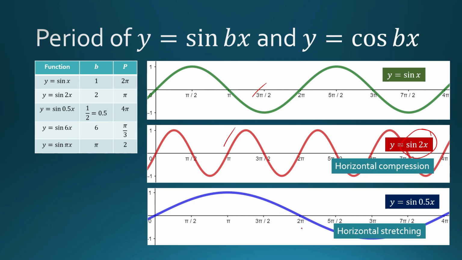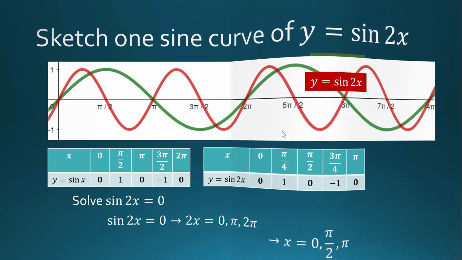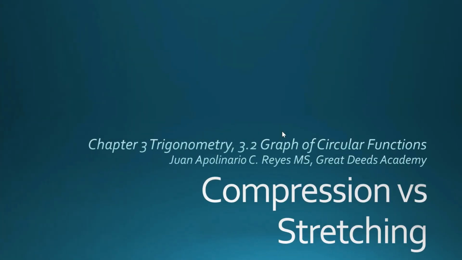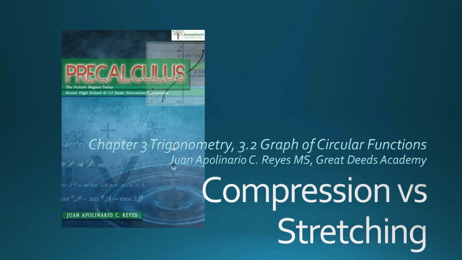And look at what it does with your graph when your b is less than 1. Positive but less than 1. So what it does is it horizontally stretches the graph of your simple sine function. So remember that, horizontal compression and horizontal stretching. Compression when b is greater than 1, stretching when b is less than 1.